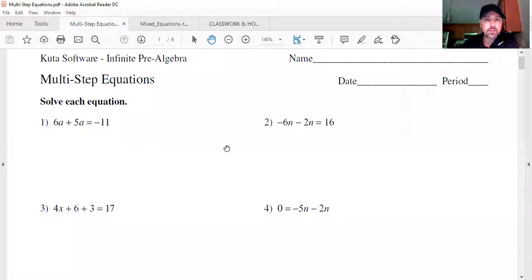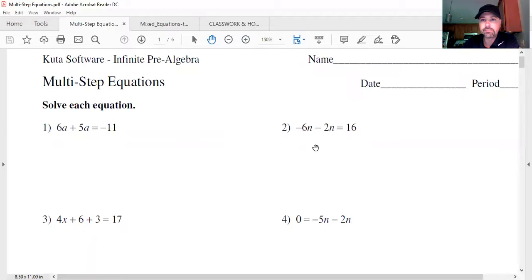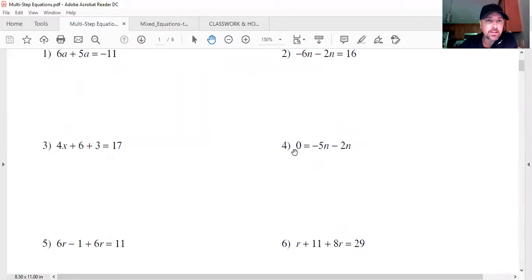All right, let's go back to our sheet. Okay, number 2 is going to be similar. -6n minus 2n. Put those together. -6 and -2 is -8. So -8n equals 16. Number 3.